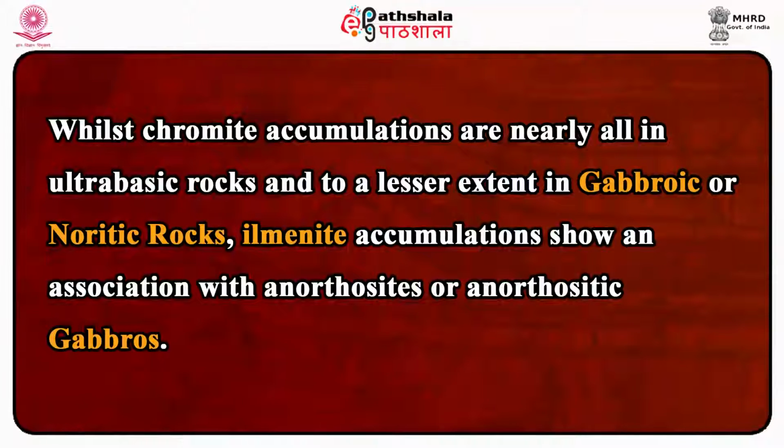Chromite accumulations are nearly all in the ultrabasic rocks and to a lesser extent in gabbroic or noritic rocks. Ilmenite accumulations show an association with anorthosites or anorthositic gabbros. These striking rock associations are strong evidence for the magmatic origin of the minerals.